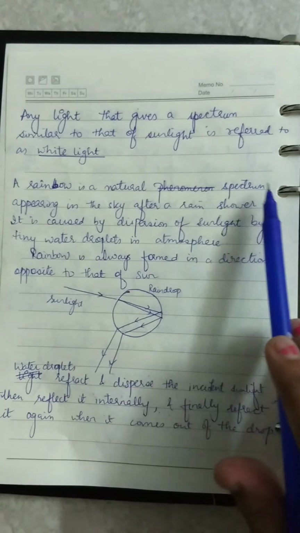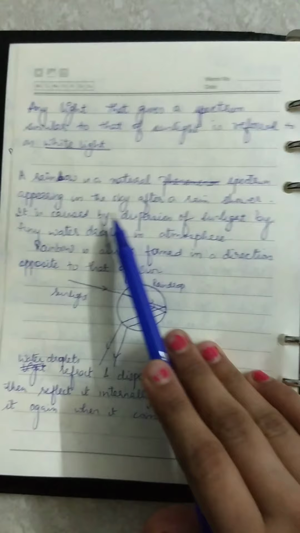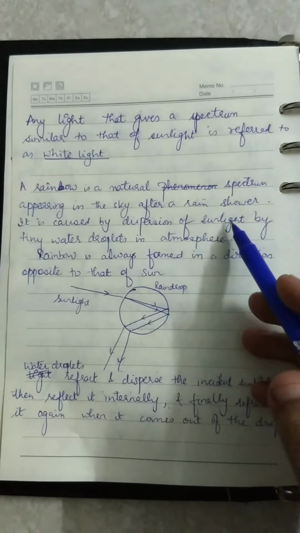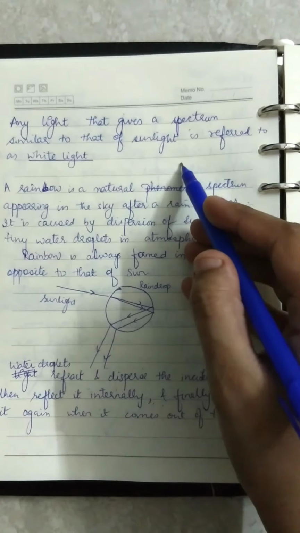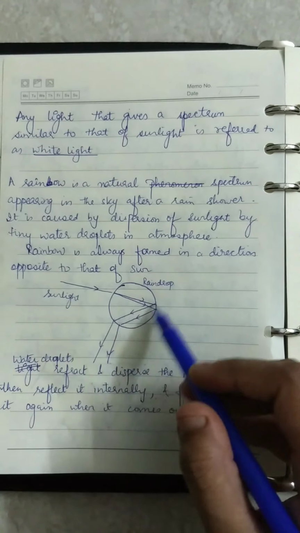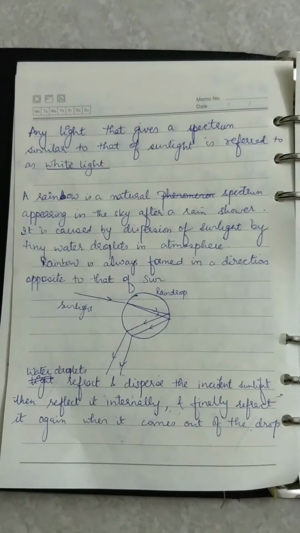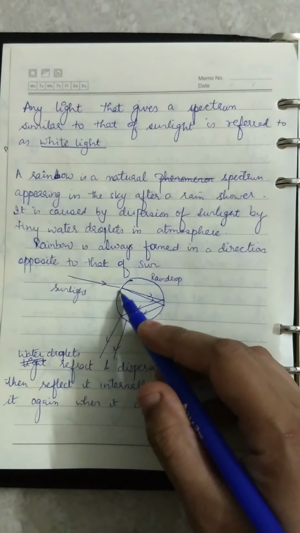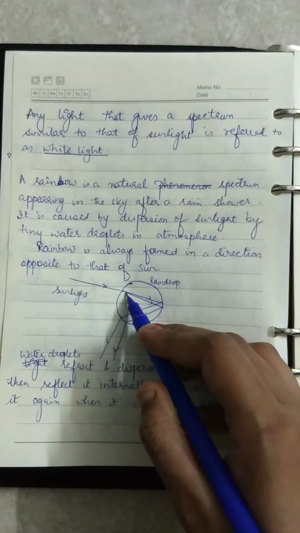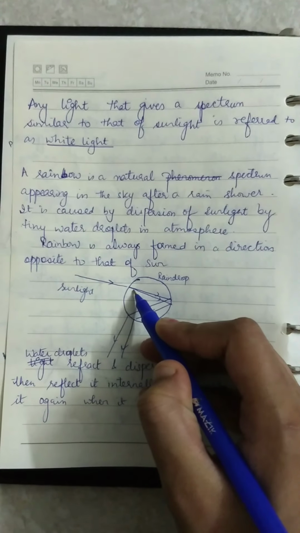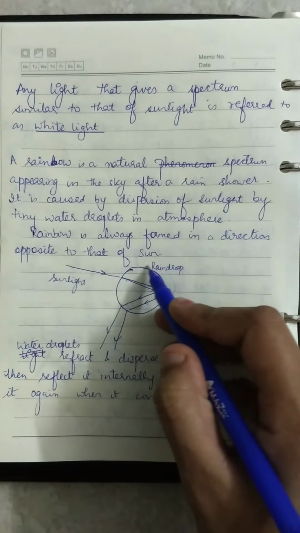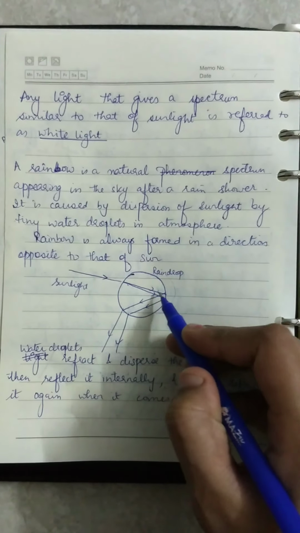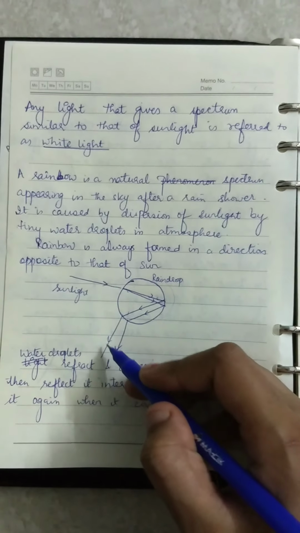A rainbow is a natural spectrum appearing in the sky after a rain shower. So whenever rain comes and the sun is shining, a rainbow is formed in the atmosphere. Why? Because it is caused by the dispersion of light. What happens is raindrops act as small prisms in the atmosphere. When the sunlight or white light strikes a raindrop, it splits or disperses into 7 different colors, thus forming the colors of the rainbow.